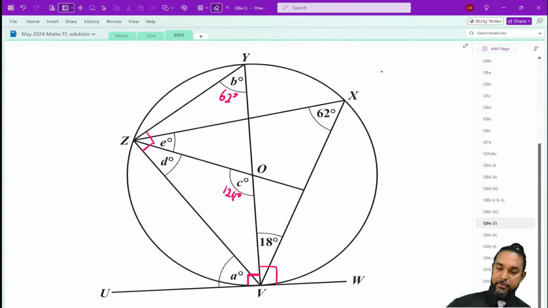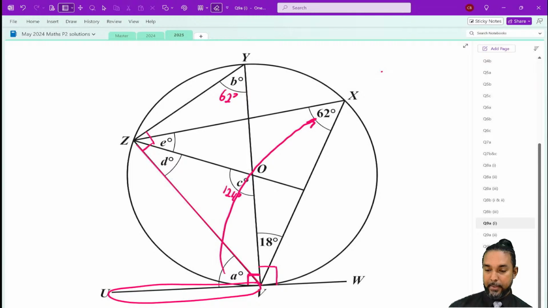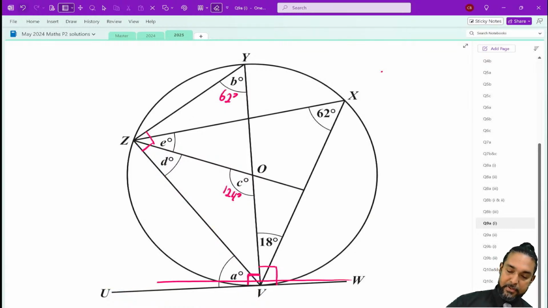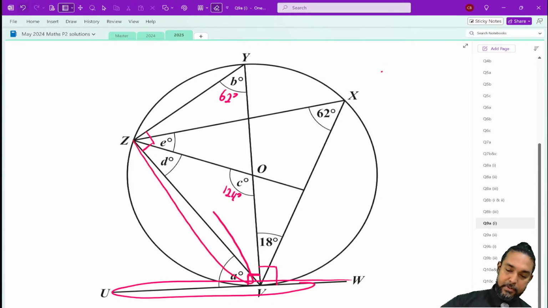Now, A is actually 62 degrees, and I'll tell you why. A is 62 because this is a chord, and this line here is a tangent. And the angle between tangent and chord is equal to the angle in the alternate segment. So A is 62 degrees. All right, so let's go and write that down. Right? So A is 62 degrees. Again, it's because it's the angle between a tangent and a chord, and that's equal to the angle in the alternate segment.